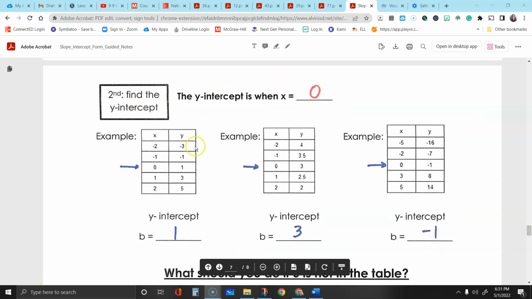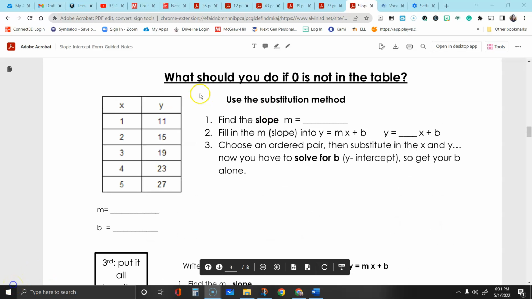So as you see, our y-intercept in each one was when 0 was for the x. But what do you do if 0 is not in your table? So what do you do if the 0 is not in the table? Well, you find your slope. Let's look at this table.